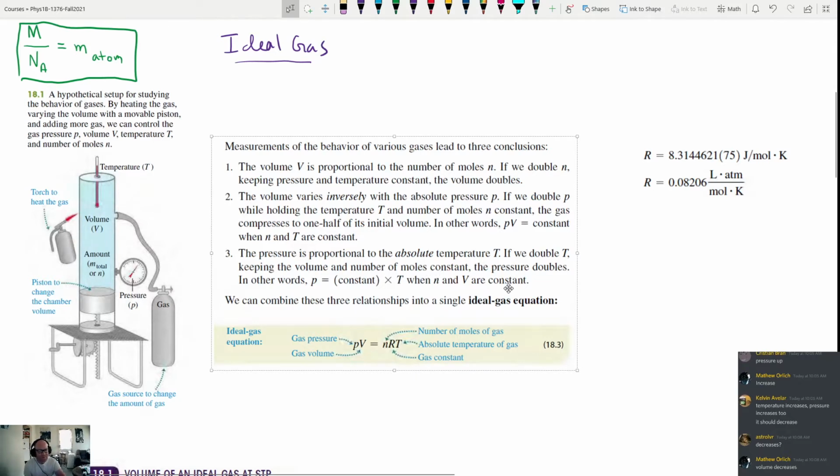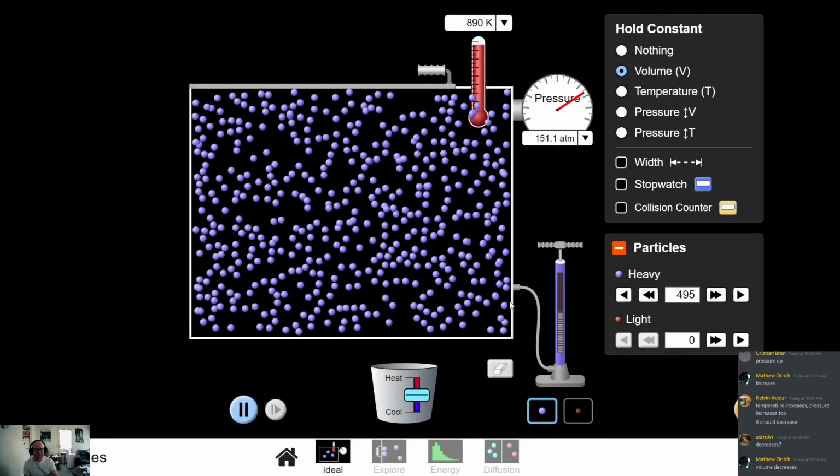This is another reason why absolute temperature was so important, because the fact that there's a 0 on the absolute temperature scale means that when you go from 100 Kelvin up to 200 Kelvin, you're actually doubling the temperature. And what they're saying here is that if you double temperature while keeping volume and number of moles constant, the pressure doubles. So I wonder if we can actually see this. It's saying keeping volume and number of moles constant, if the pressure doubles, the temperature should double. Let's see if that's true here.